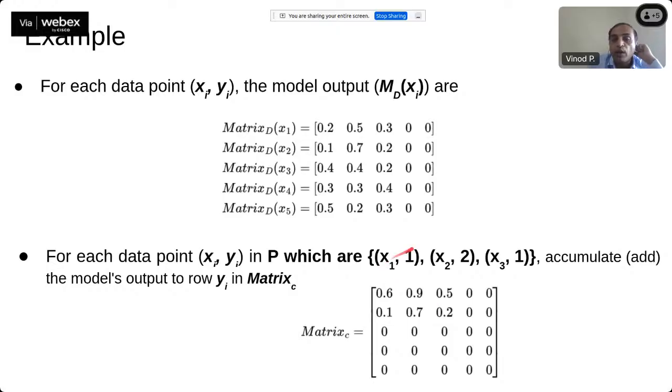Now, X1 belongs to class 1, so I will go to row number 1 and copy the values, which are 0, 0.2, 0, 0.5, 0, 0.3. Since X3 also belongs to class 1, I will go to row number 1 and update the values. So 0.4 plus 0.2 is 0.6, that is why we have 0.6 here. 0.4 plus 0.5 is 0.9. And likewise, I will do the same for the last one, which is 0.5.